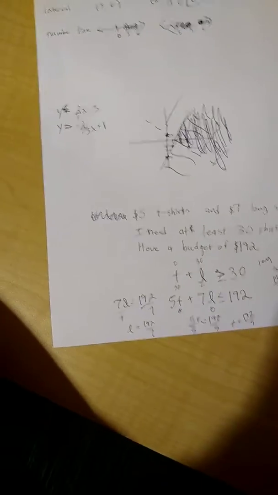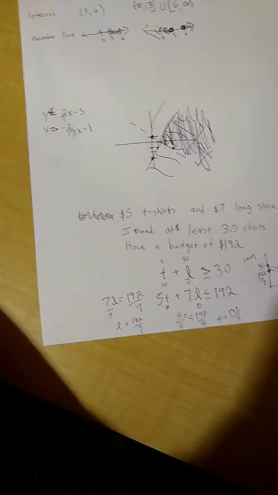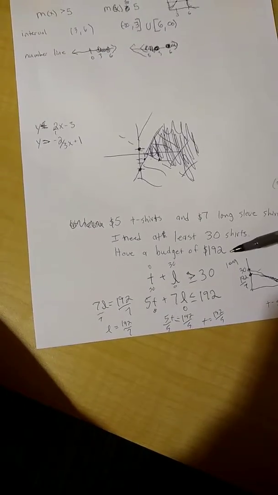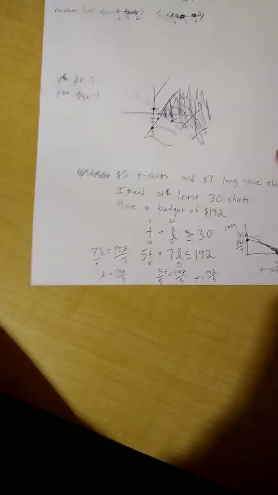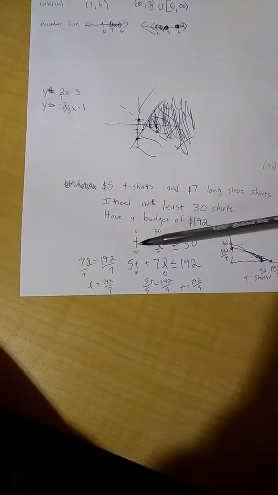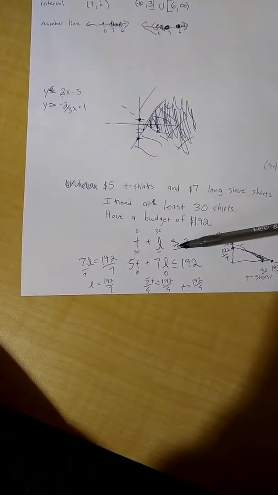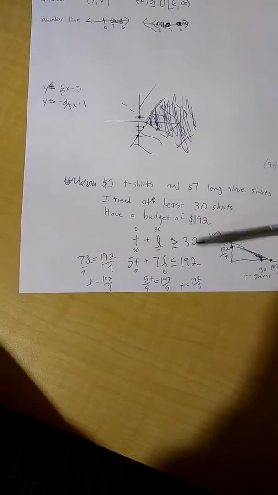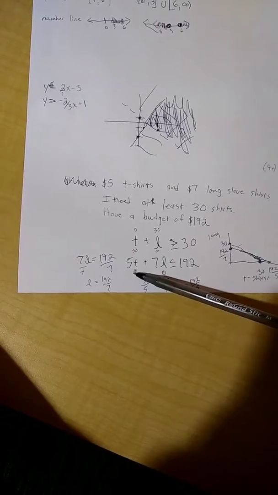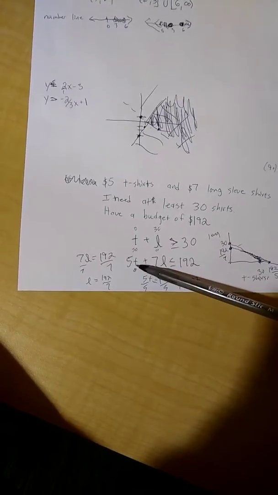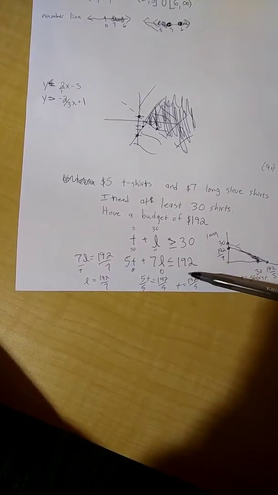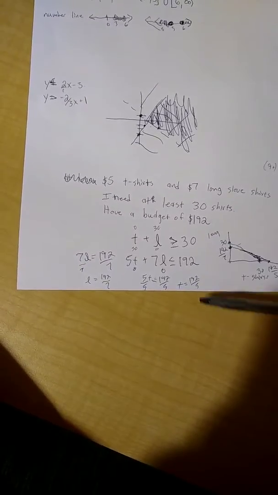Last problem I was asked to go over was this one. So it's $5 per t-shirt, $7 for a long sleeve shirt. Need at least 30 shirts and have a budget of $192. If you're looking at something like that, set it up like this. I'd have T plus L, t-shirts plus long sleeve shirts, has to be greater than or equal to 30 because there's 30 shirts all together. And then we'd set up a dollar equation. So the dollar equation is $5 per the t-shirts, $7 for the long sleeve, and we need that to be less than or equal to 192 because that's what our budget is.